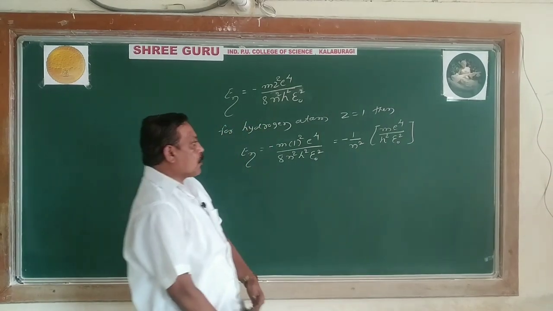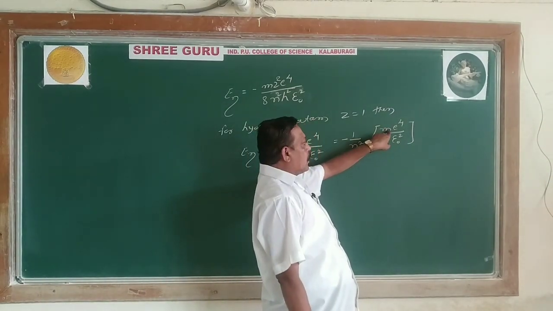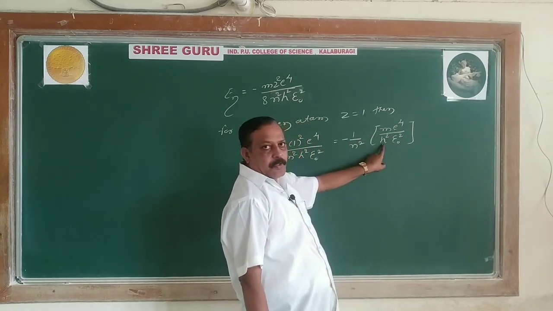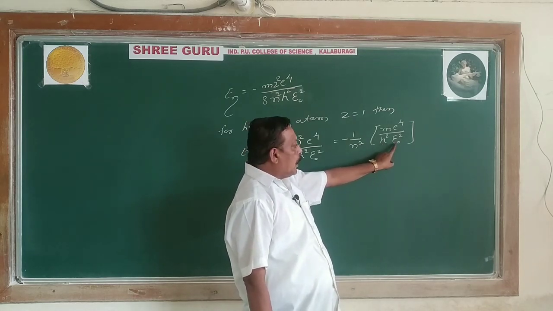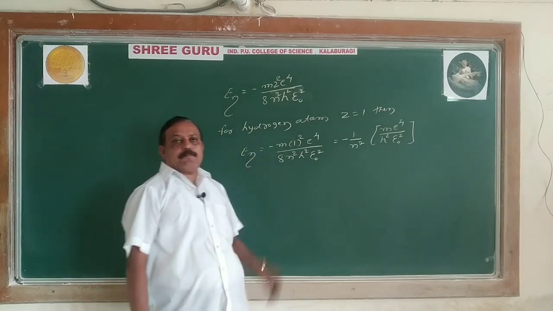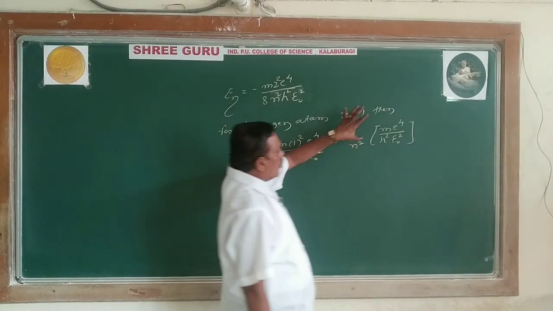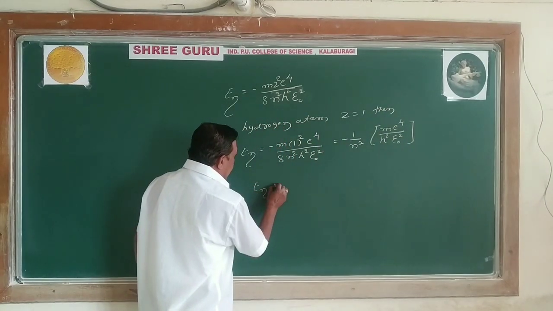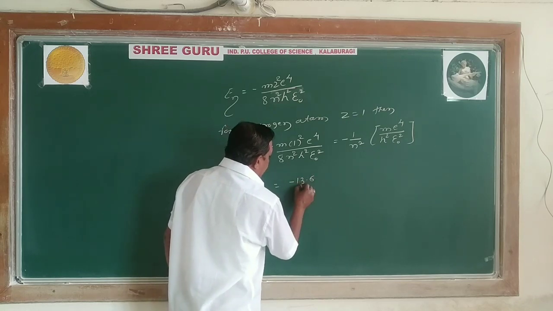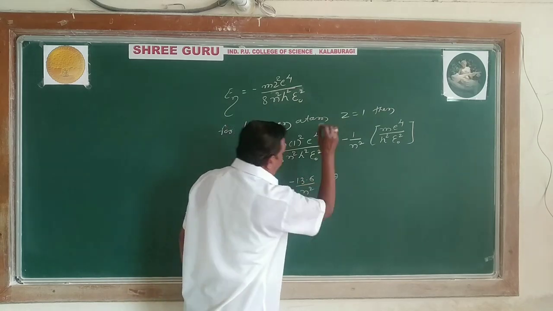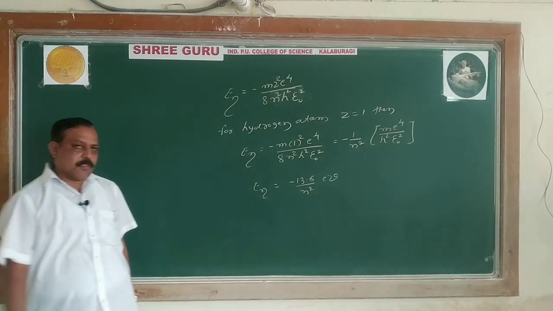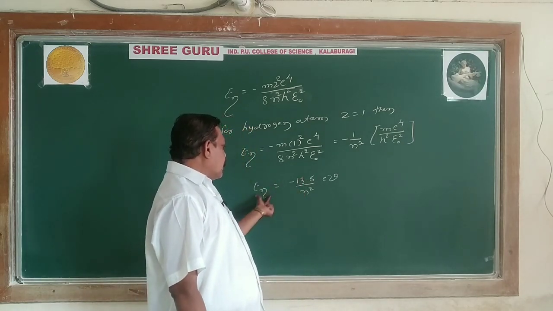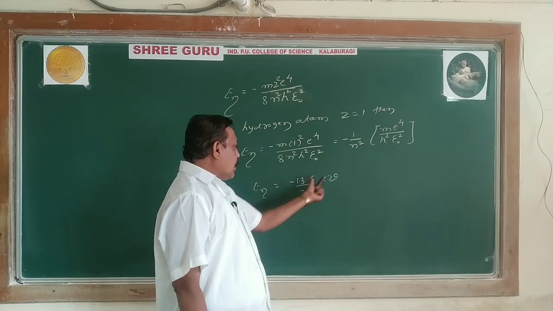Now the mass of the electron is 9.1 into 10 to the power minus 31 kg, the charge of the electron is 1.6 into 10 to the power minus 19 coulomb, Planck's constant h is 6.625 into 10 to the power minus 34 joule second, and epsilon naught is 8.854 into 10 to the power minus 14. By substituting all these constant values, we get the nth orbital energy equal to minus 13.6 divided by n square in electron volt. You know how to convert electron volt into joule; that is in the first topic, dual nature of matter.